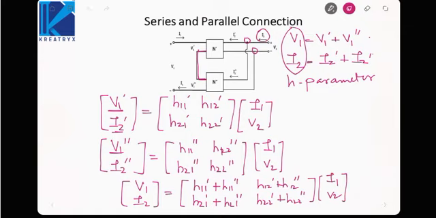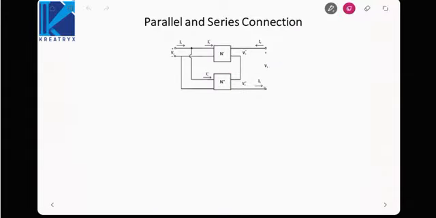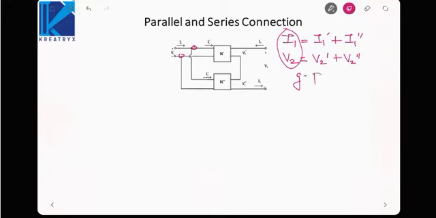Similarly, the other set is parallel series. So at the input, if you see, we have parallel connection. At the output, we have series. So at the input, I can write I1 is equal to I1 dash plus I1 double dash, and V2 equal to V2 dash plus V2 double dash. So we have to use parameters which use I1 and V2, that is your G parameters.